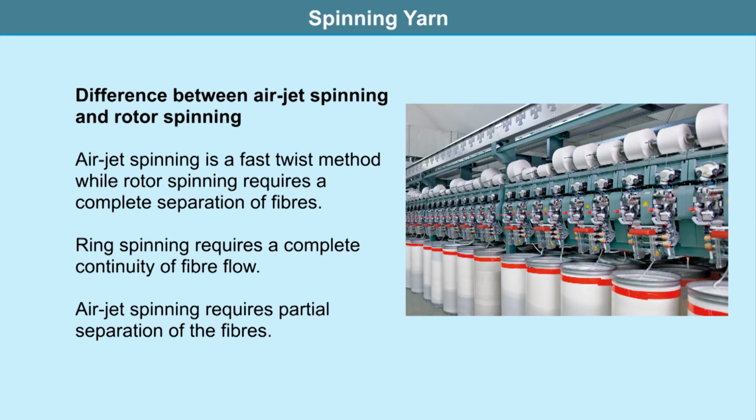The fundamental difference between air jet spinning and rotor spinning is that air jet spinning is a false twist method, while rotor spinning requires a complete separation of fibers, and ring spinning requires a complete continuity of fiber flow. Air jet spinning requires partial separation of the fibers.